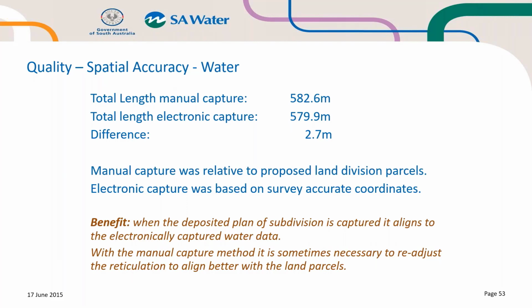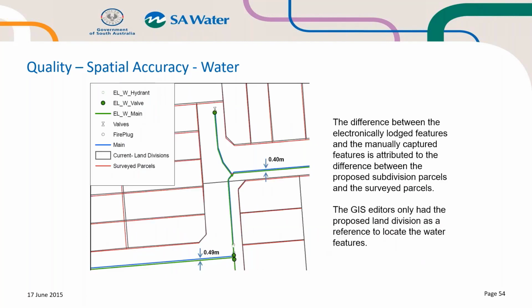So what they did is compare the length difference, manual versus electronic, and then relate that back to the land parcels and check it. And then you could even see the differences; it was significant. The digital one was closer to survey, it was more accurate.